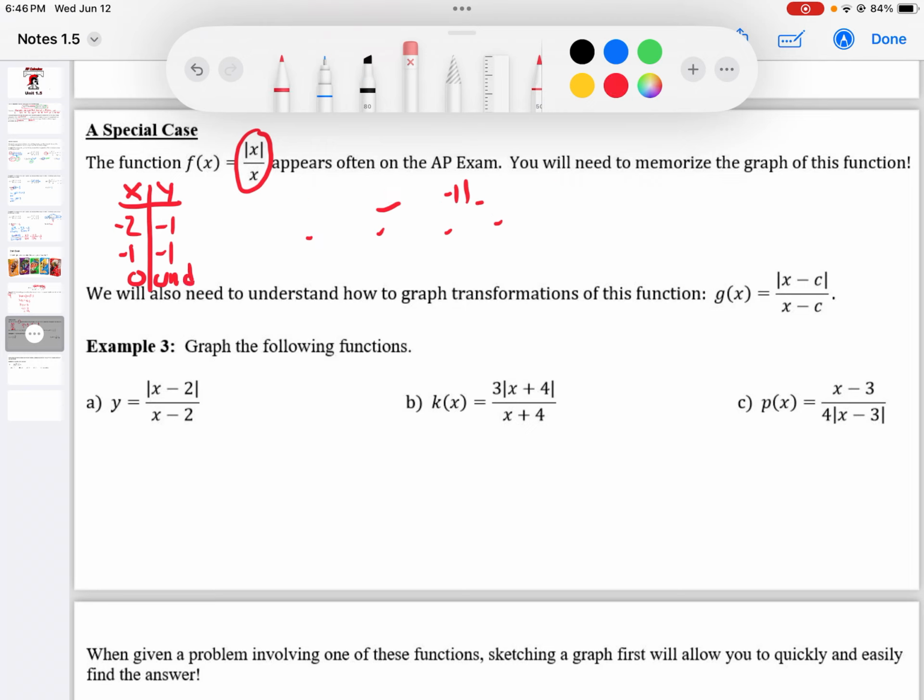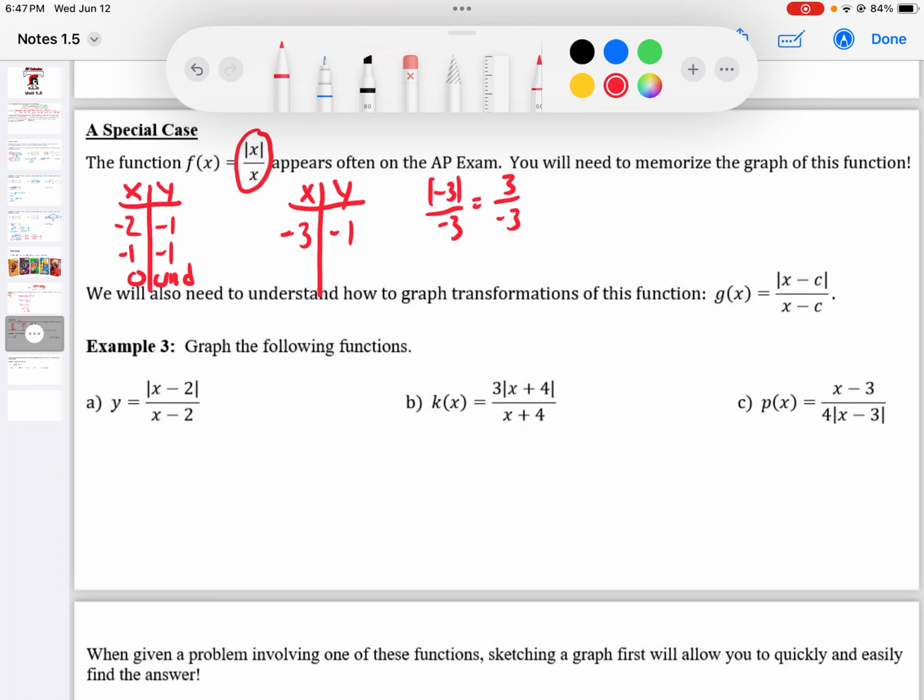Let's do some more points. What if I plugged in -3? What would I get if I plugged in -3? So -3 on top in absolute value. So the negative is going away on top, but it's staying on the bottom. So we're going to get -1 every time. So if I have plugged in 0, we get undefined. Plugged in negatives, I get -1.